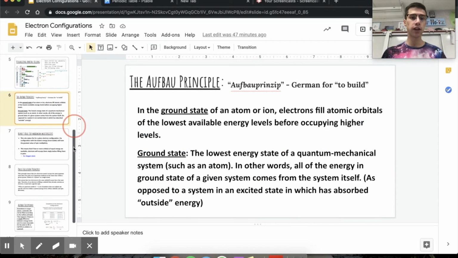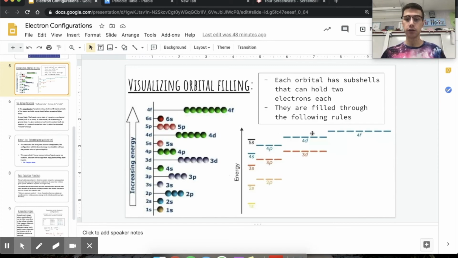Okay, the first one here is called the Aufbau Principle. Now, this comes from the phrase Aufbau Principle, which is German for the phrase to build, which basically represents here that we're going to be building up this electron configuration to show where all of the electrons occupy different energy levels within an atom of calcium, for example.